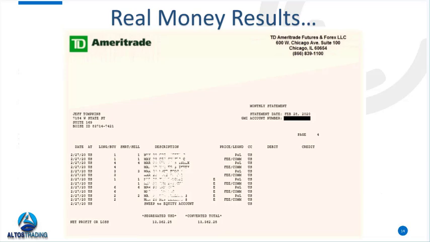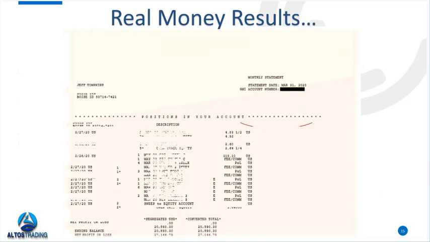This is my TD Ameritrade statement from February of 2020. Because of the current market situation and the COVID pandemic, I was trading relatively small. You can see that my contract sizes were only 1, 2, 3, 4, 6 at the max. So I was trading relatively small. But I still came out nicely at the end of February with over a $13,000 profit.